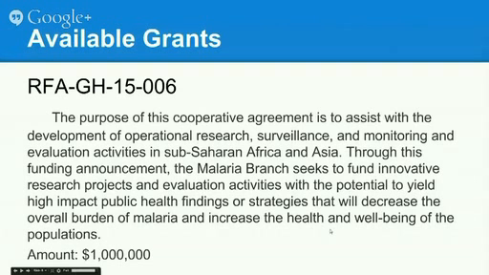The first grant that we are going to be working with is from grants.gov, and some of the requirements in order to receive this grant are that it's for funding innovative research projects and evaluating activities with the potential to yield high impact public health findings or strategies that will decrease the overall burden of malaria and increase the health and well-being of the populations. And we believe that with our nets, we're going to qualify for that. And the amount of this grant is $1 million.